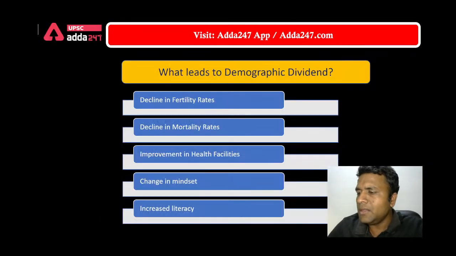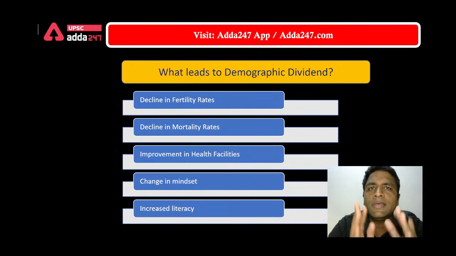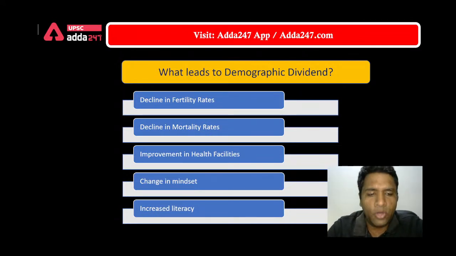So let us move further to the topic: what leads to demographic dividend? I hope you understood the topic of demographic dividend. That was the basic thing, that age is important, the age structure of the population is what we are talking about. If the working age population is more than the non-working age population, that is what the dividend is all about.